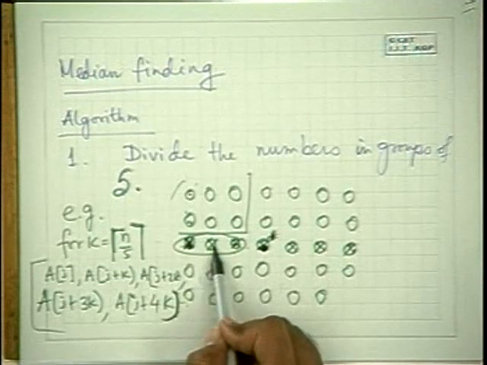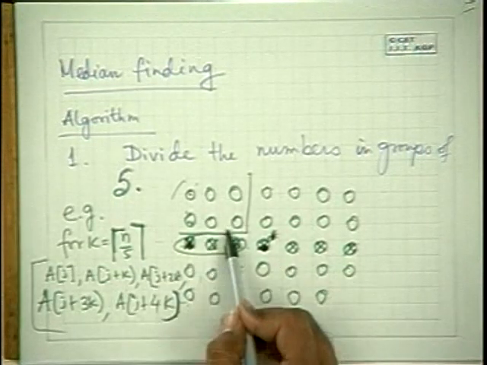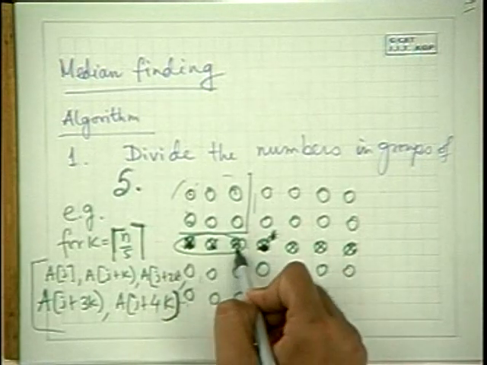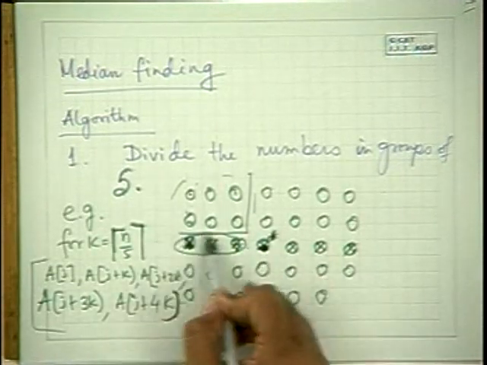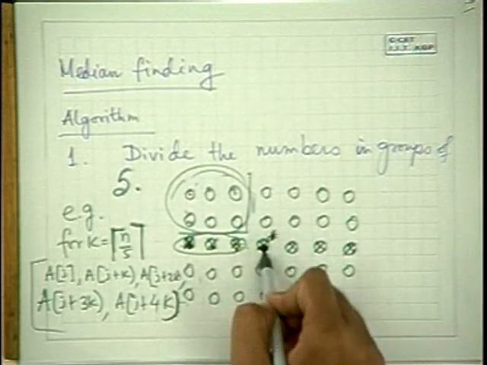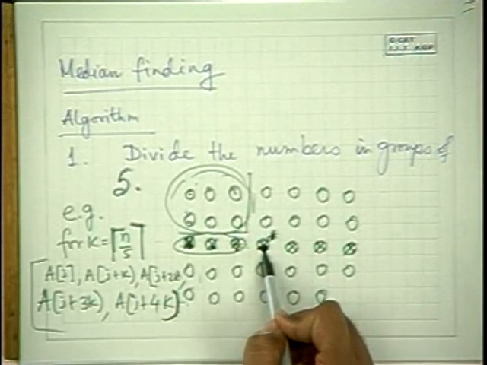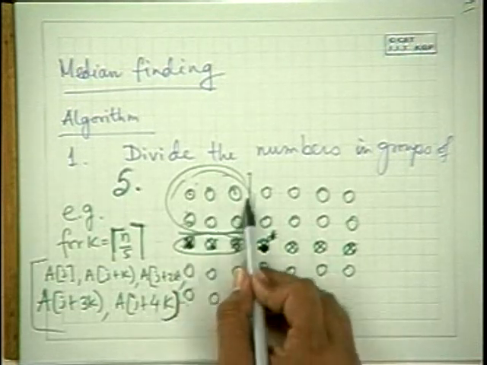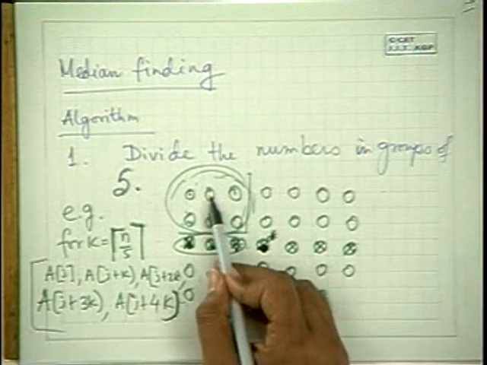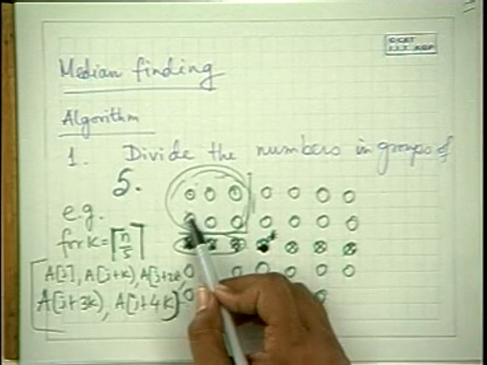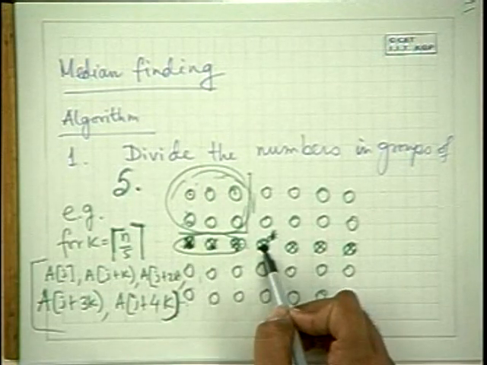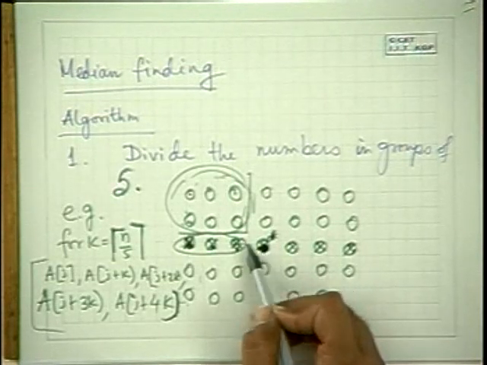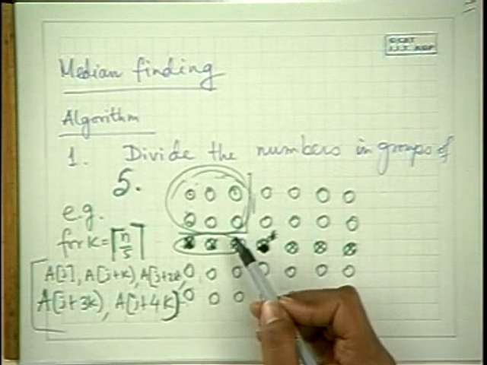And since each one of them is a median in a group of 5, these two numbers are less than this, these two numbers are less than this, and these numbers are less than this. So all these numbers, this sector, are less than this person. I am guaranteed. So what I know is that at least this many positions have to be filled by some numbers which are less than this person. I don't know exactly which numbers they are, but I know that they exist. It is a question of existence.